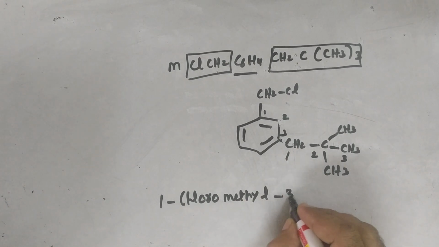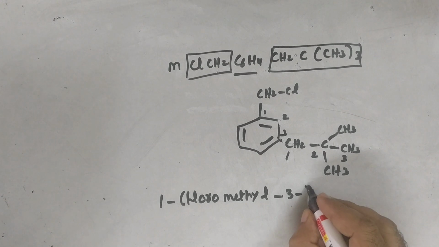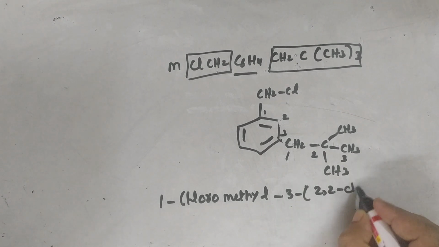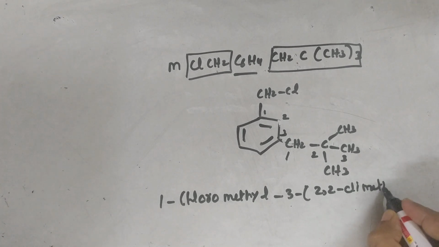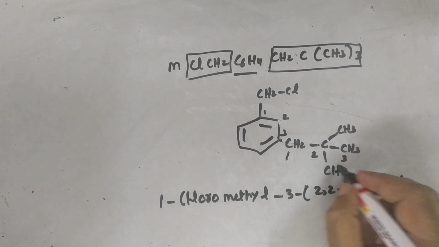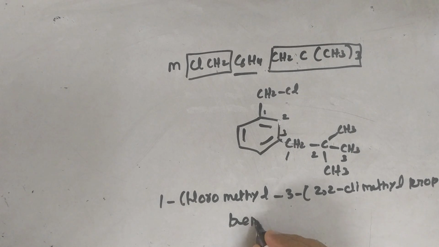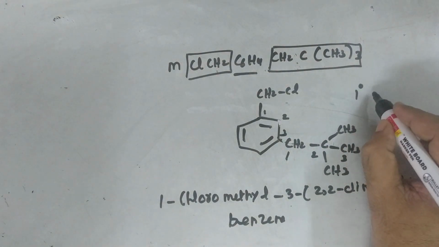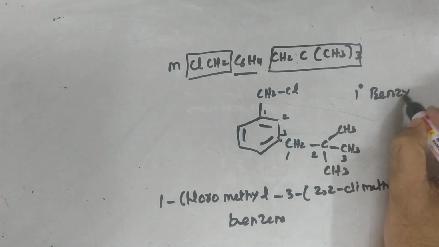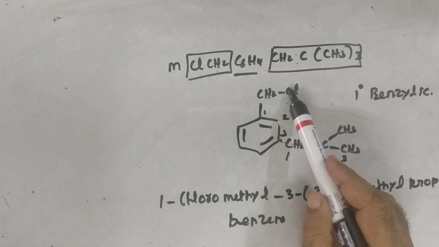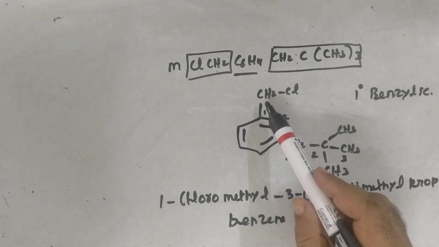Then at the third position, this group is there. The group is 2,2-dimethyl, and the long chain has 3 carbons, so it's propyl, and basically a derivative of benzene. And I told you it is a primary benzylic halide. I'm repeating again and again for your benefit. What is a benzyl halide? One in which halogen and benzene are separated by one sp3 hybridized carbon.